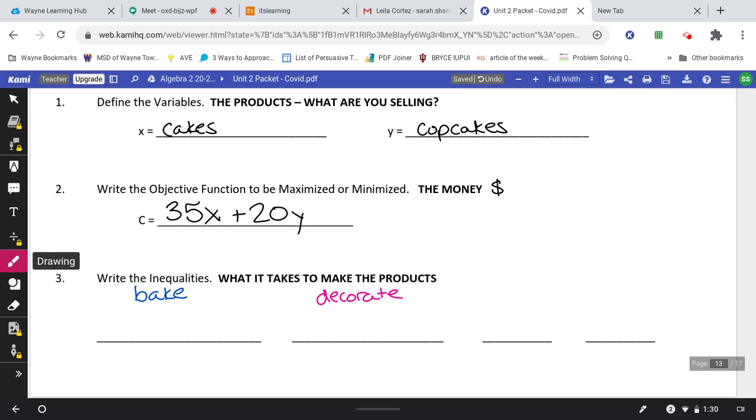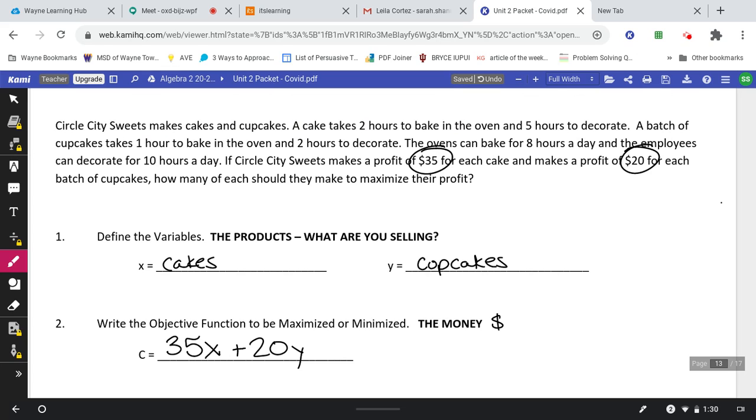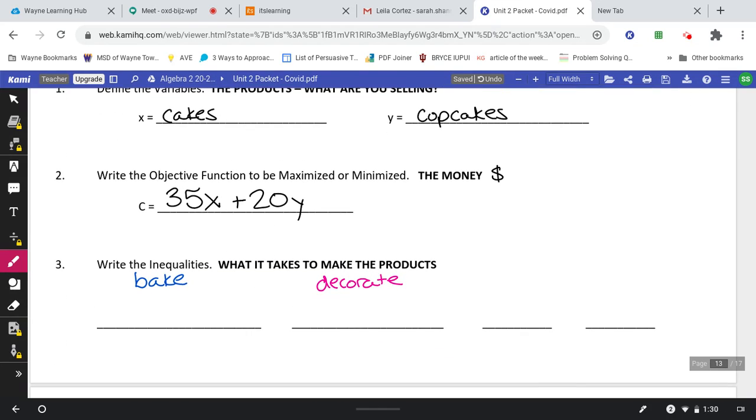So I'm going to go through with my blue pen and just mark all the numbers that have to do with baking. All right, a cake takes 2 hours to bake, 5 hours to decorate. I'll come back to that 5 hours to decorate later. Batch of cupcakes takes 1 hour to bake, 2 hours to decorate. We'll come back to that. Ovens can bake for 8 hours a day. So those are the three numbers that have to do with baking, the 2, the 1, and the 8. I'll make an equation out of that. 2x plus 1y is less than or equal to 8.